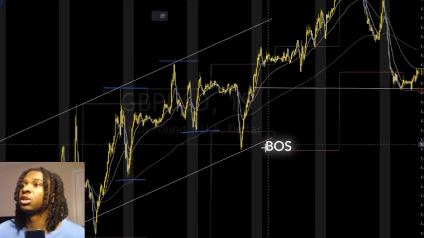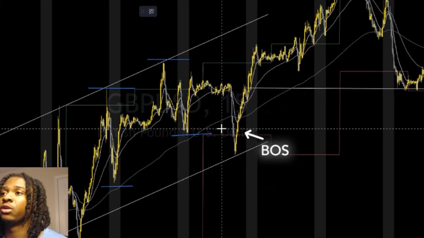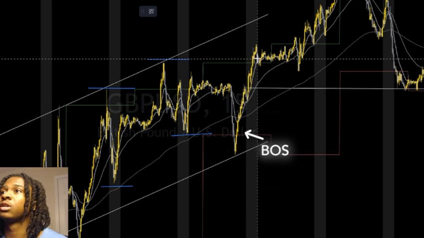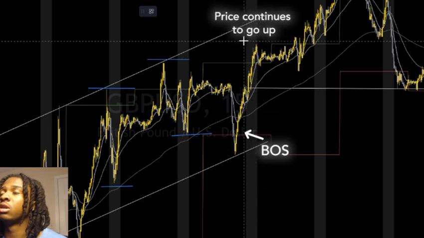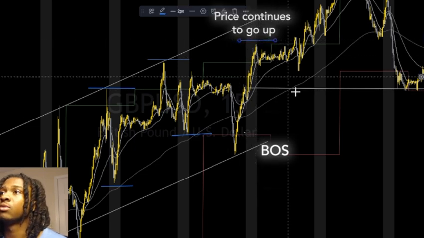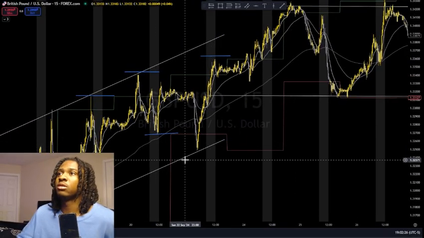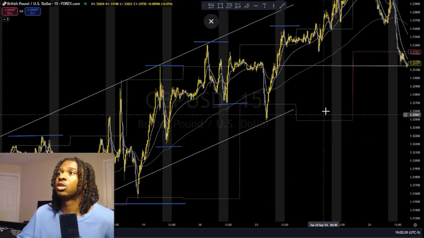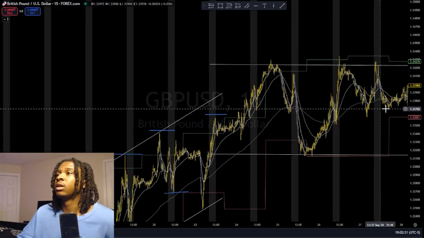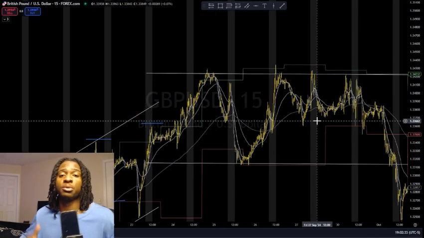Then we get a little bit of breaker structure here in this area, but price continues to go back up, breaking these highs. So I thought about a little bit of reversal here, but I said, no, we're just going to bounce off here or a trend line and continue up. Now that's one market, that's our uptrend market.